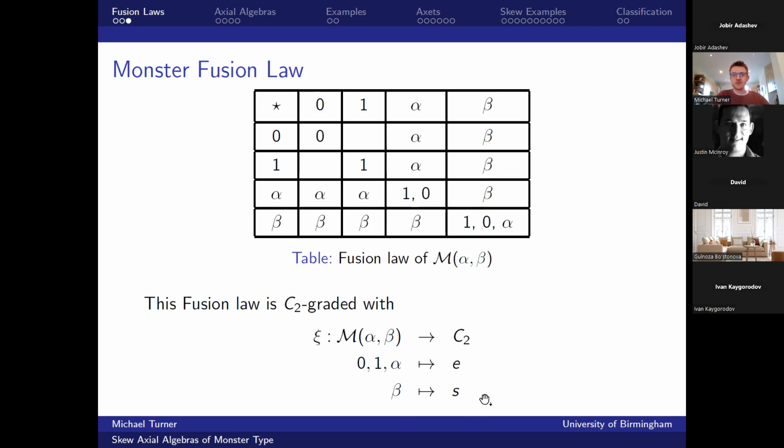This is called the monster fusion law, as it's a generalization of the Griess algebra's fusion law. If we wanted to look at the Griess algebra, alpha would equal a quarter and beta would equal 1/32. And the Griess algebra has automorphism group the monster sporadic group. Okay, so those are the fusion laws that are going to pop up in this talk.